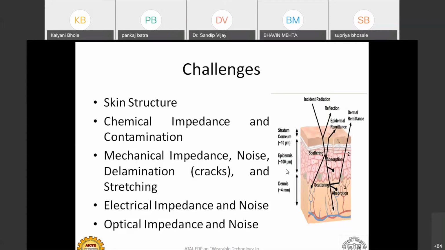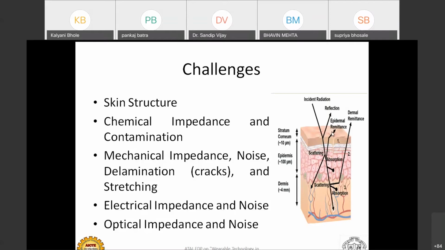It means that if we pass some optical signal, that optical signal will scatter or be absorbed. It won't pass. If we pass some electrical signal, again it will meet some resistance. So the structure of the skin is the biggest challenge faced in sensor development for wearable technology.